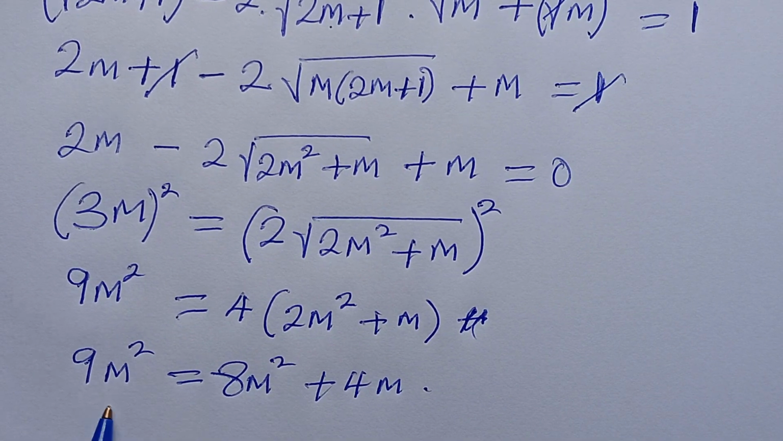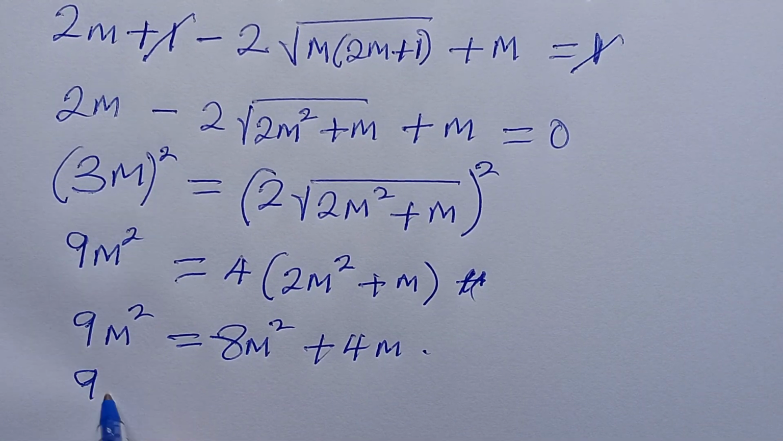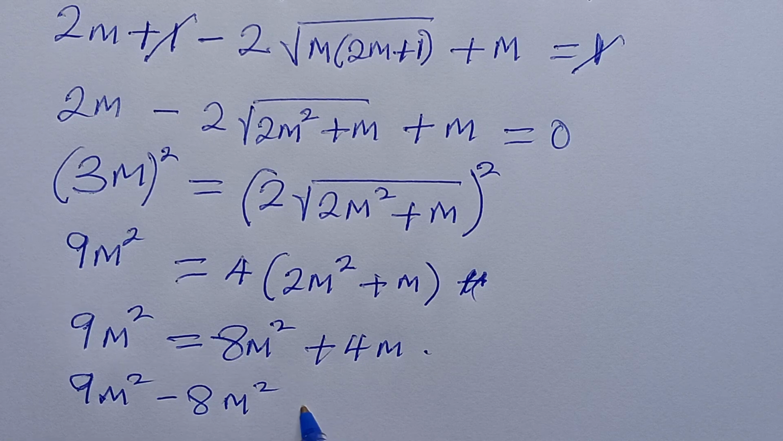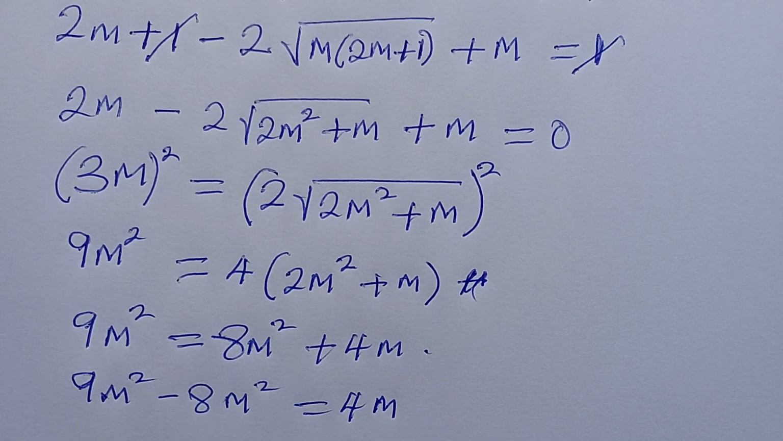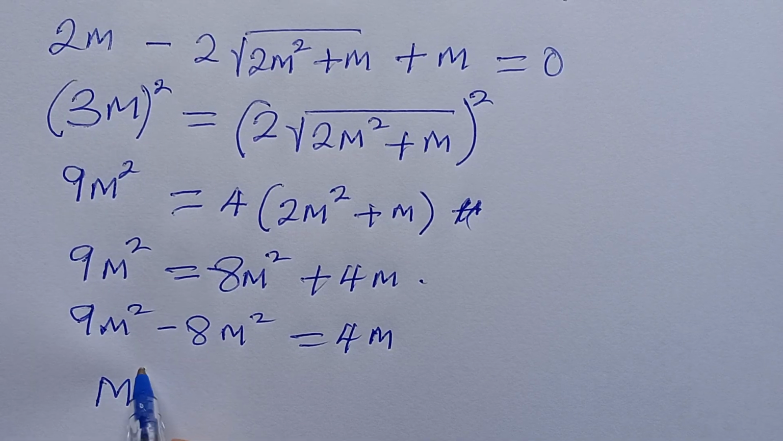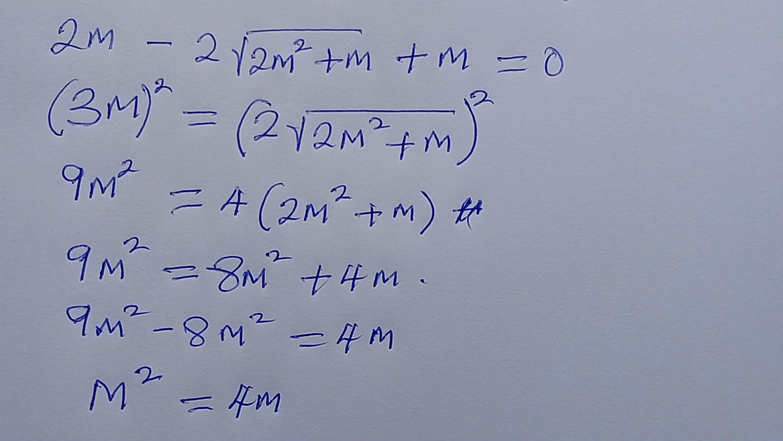Just move this quantity to this side of the equation, and then we're going to come up with our 9m to the 2 minus 8m to the 2 equal to 4m. If we subtract, this is going to give us our m to the 2 equal to 4m. At this point, can we divide through by m to have our m equal to 4? If we do that, we're going to come up with just one root. But here, because of the power, we are expected to solve for two roots.